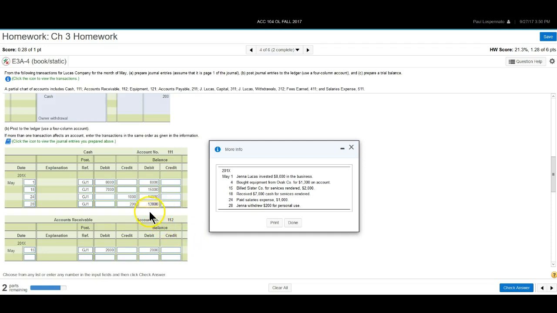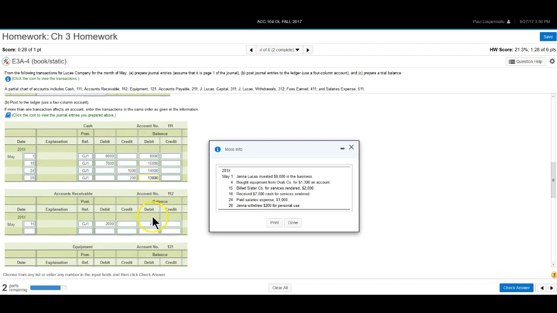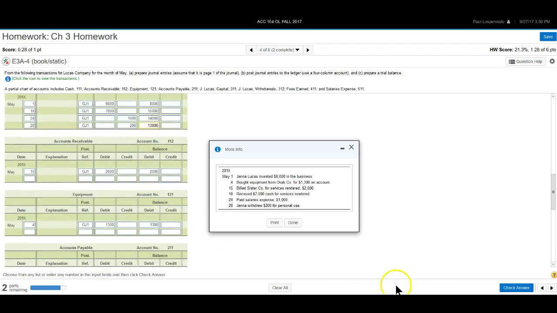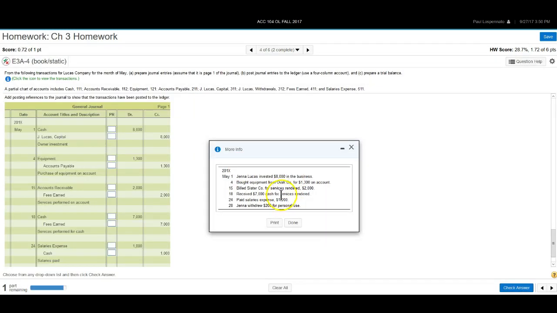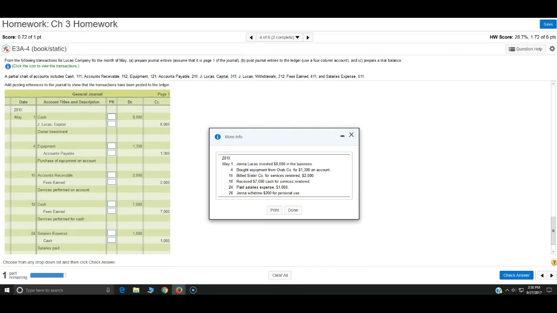All right, so my balances should be correct. Given that, let's just see if I fixed everything. Check answer. Okay, I'm good. I'm into this for quite a few minutes, but I'm not worried about it. Let's finish it off, because I don't think you've seen me prepare a trial balance.